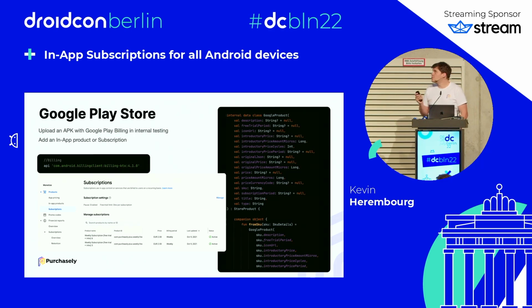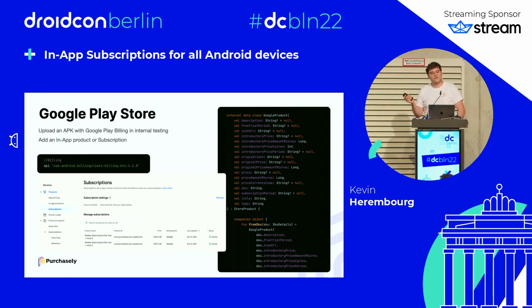So what do you have to do for Google? For Google, the first thing you need to do is implement their SDK, the Google Play Billing SDK, which was in version 4 until 2 months ago, and they changed to version 5. I will talk a little bit more about it.